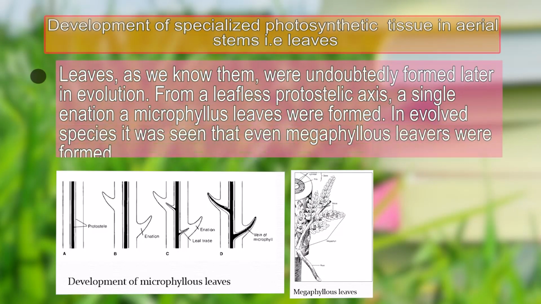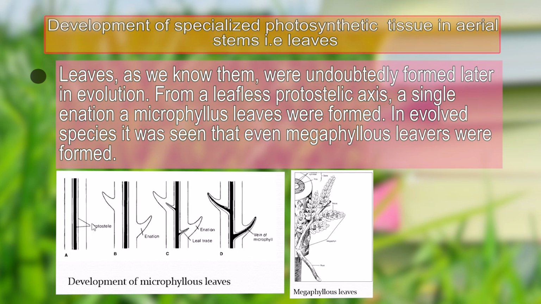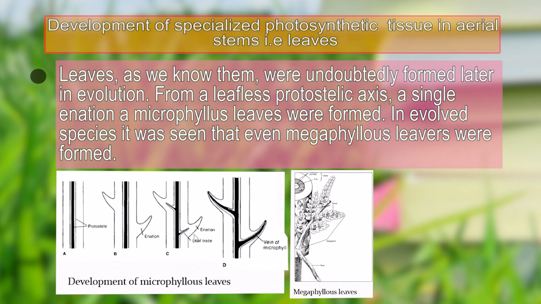Second is the development of specialized photosynthetic tissue in the aerial system, that is the leaf. We can see we have microphyllous leaves and megaphyllous leaves. Leaves, as we know, were undoubtedly formed later in evolution because previously we had a leafless, naked central axis, the stem. According to the enation theory, this is the way in which we have microphyllous leaves, and these are the megaphyllous leaves.